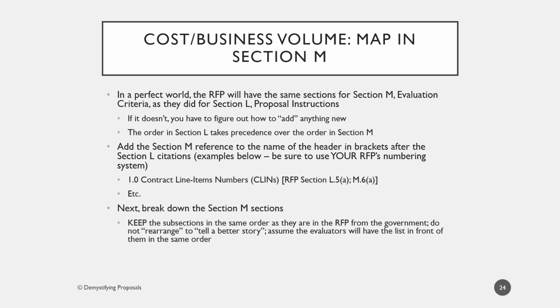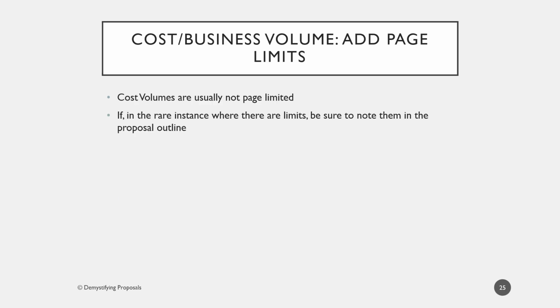Again, this is very similar to what we did with the technical volume. Next, break down your section M sections, just as you did your section L sections, and keep the subsections in order as they are from the RFP. When it comes to cost volumes, we usually don't have to add page limits, as cost volumes are usually not page limited. But in the rare instance where there are limits, be sure to note them in the proposal outline, just as you did for the technical volume.